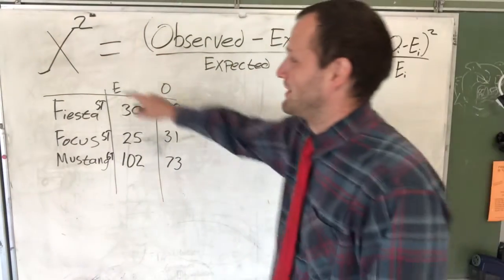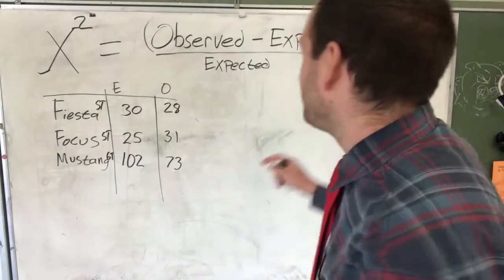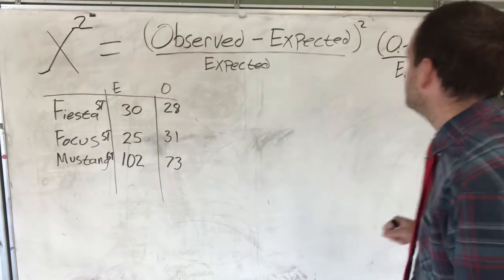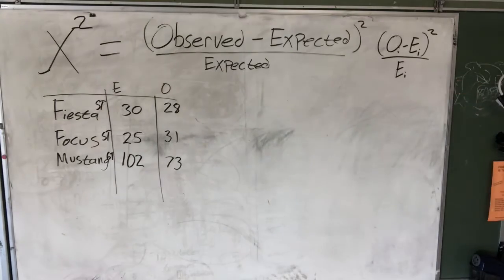Today we're going to be talking about the chi-square formula. Now, oftentimes when you see it written, it won't be written as nice as this. You might want to write that down. It'll usually be written more like this: O_i minus E_i squared divided by E_i.